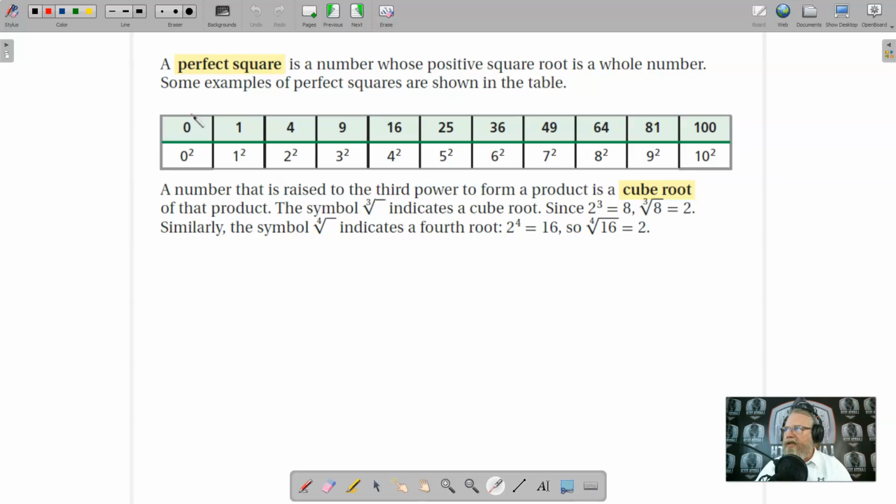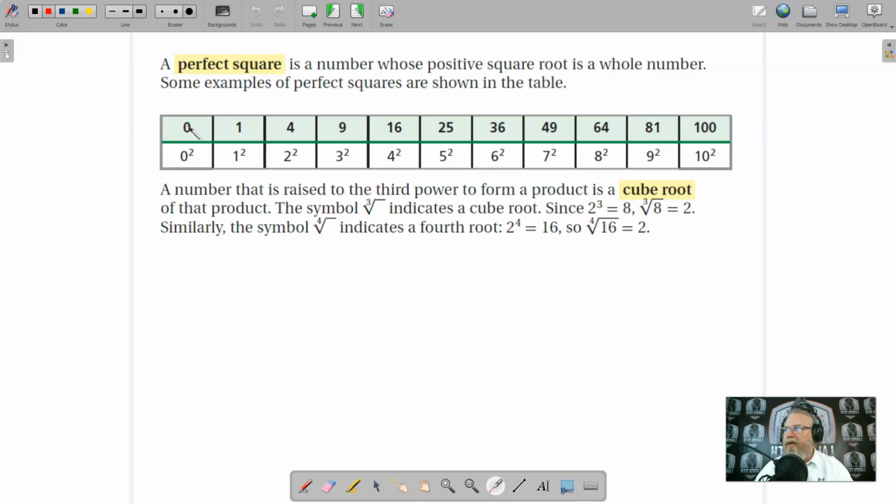In the top row, we have a list of the first 10 perfect squares. Actually, I guess 11. It's 1 all the way through 10 plus the 0, so the first 11 perfect squares. 0, 1, 4, 9, 16, 25, 36, 49, 64, 81, and 100 are the first 11 perfect squares. These are perfect squares because their square roots are whole numbers. That is to say, they are non-decimal numbers and they are positive.